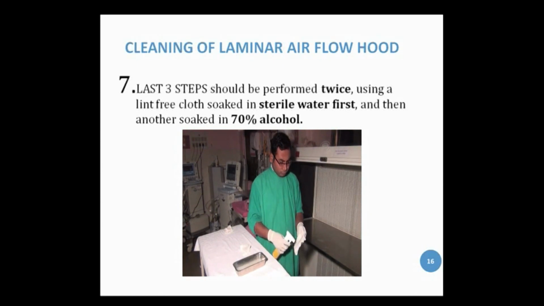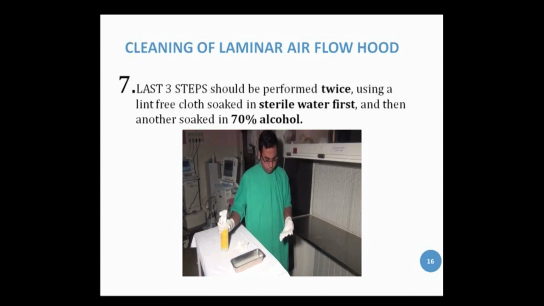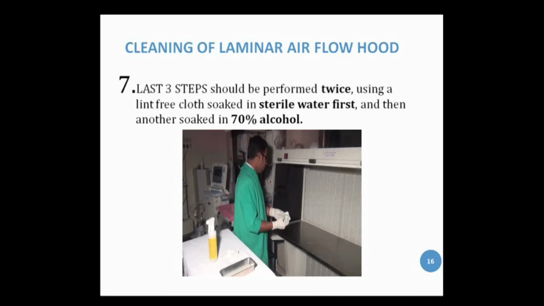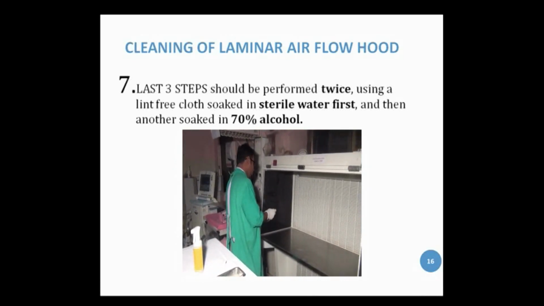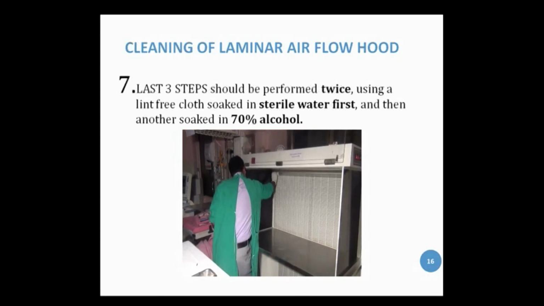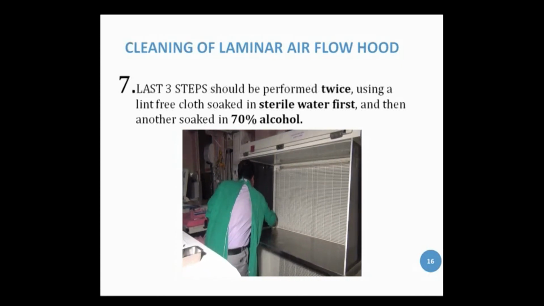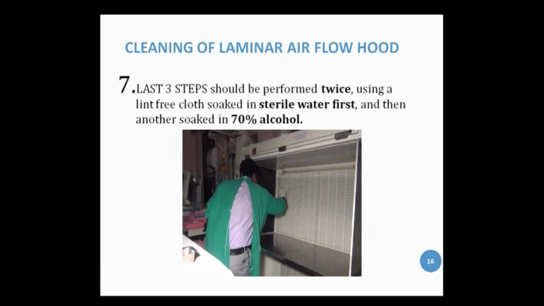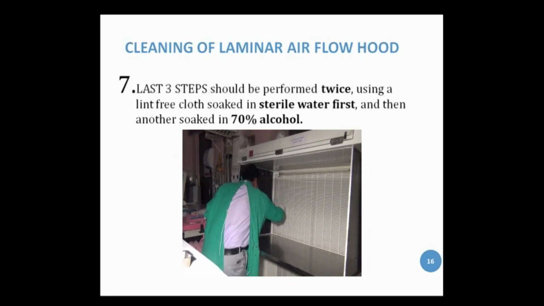Do the same now for step number 6 in case of the floor, that is, cleaning it from back to front. The last 3 steps should be performed twice, using a lint-free cloth soaked in sterile water first and then another soaked in 70% alcohol.